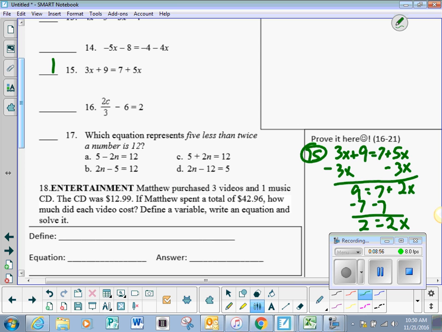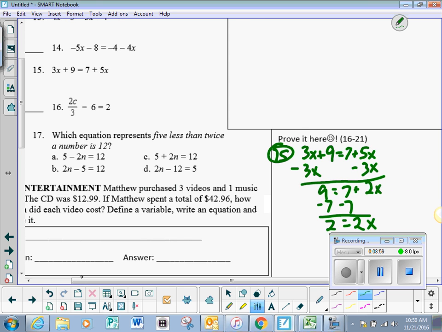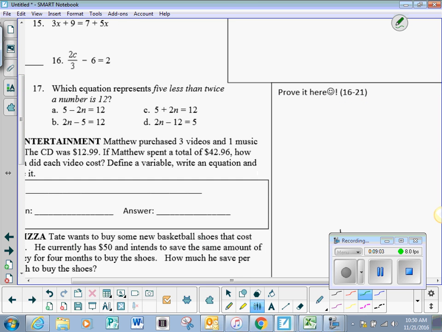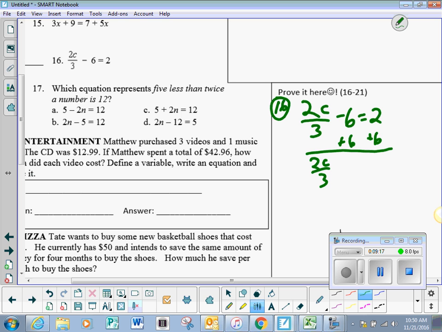Number 16, we have 2c over 3, which is the same as 2/3 c, minus 6 equals 2. So I have to get c alone, so I'd add 6 to both sides. So I get 2c over 3, or 2/3 c equals 8. Multiply both sides by the reciprocal. And I get 24 halves, or 12. C equals 12.